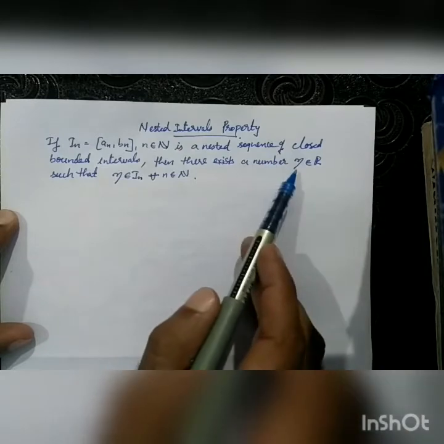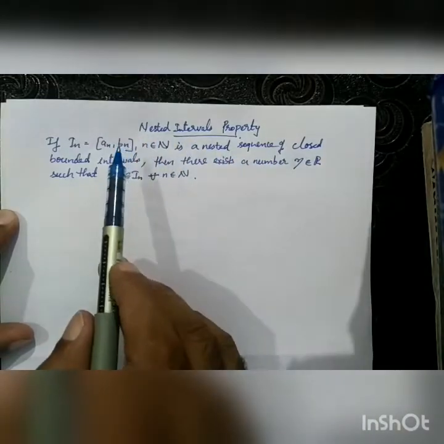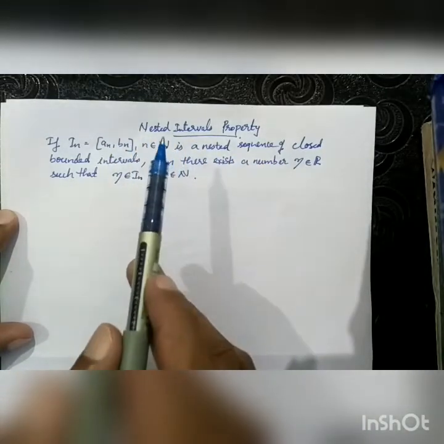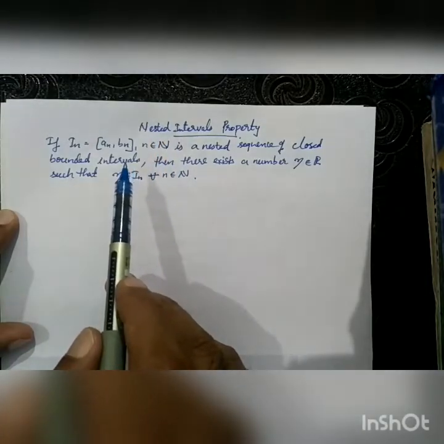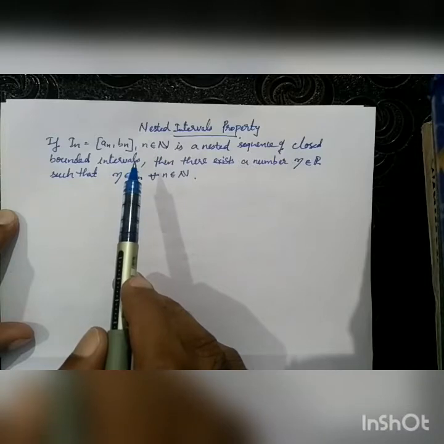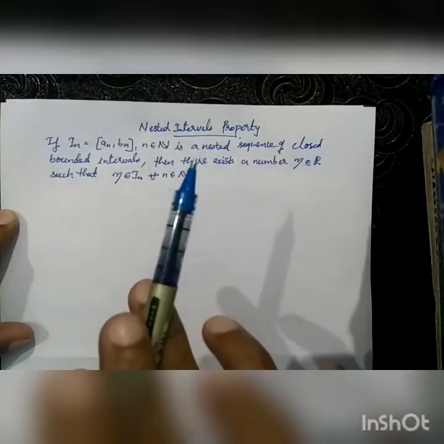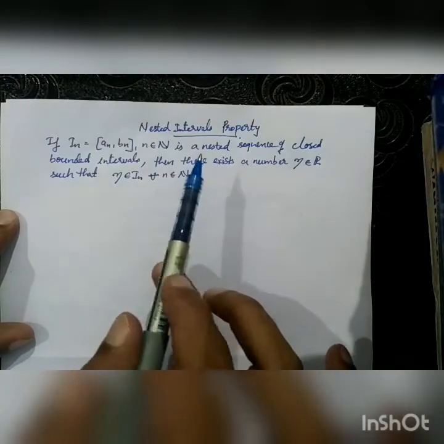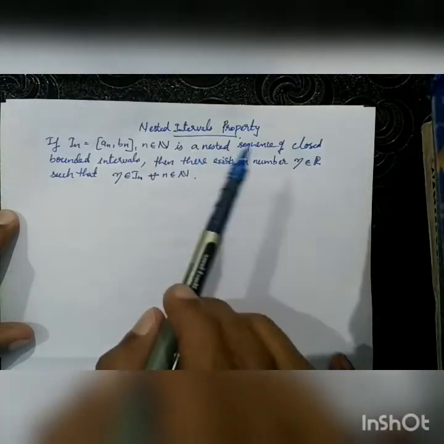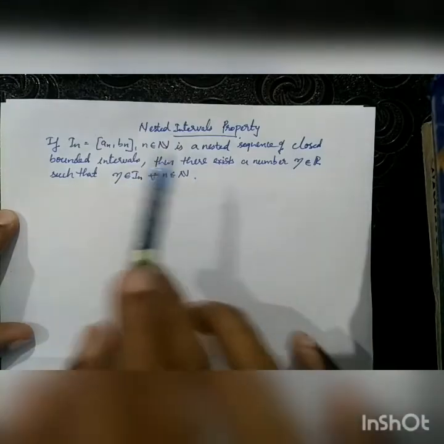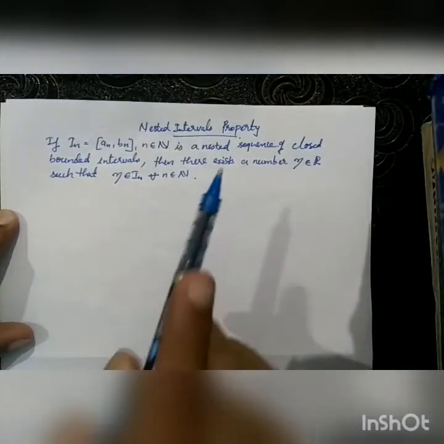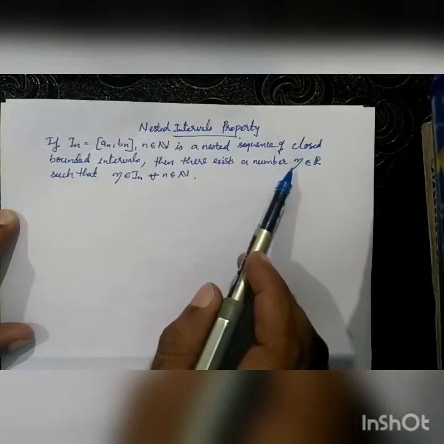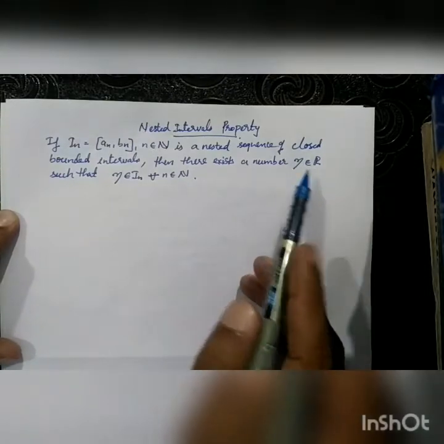every In. That is, we can find an eta such that eta is there in I1, eta is there in I2, eta is there in I3, eta is there in I4, in any In, for any positive integer or natural number n, this eta will be there in In. It will be there in the 100th interval, it will be there in the 1000th interval. So every interval I1, I2, and so on will contain at least one common member called eta. This is what the theorem says.